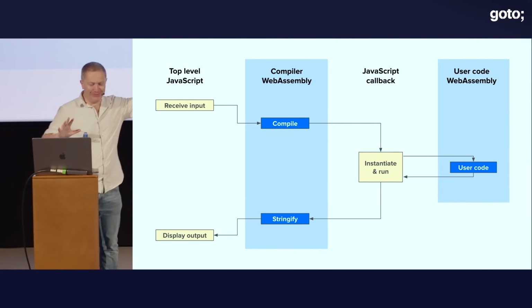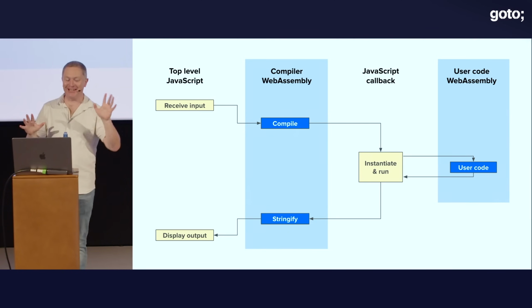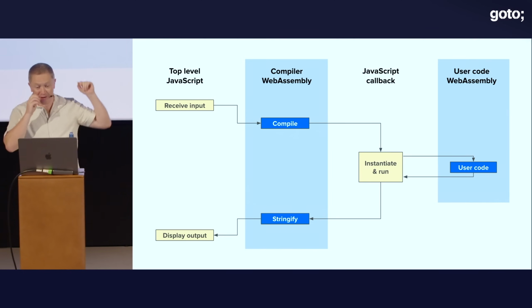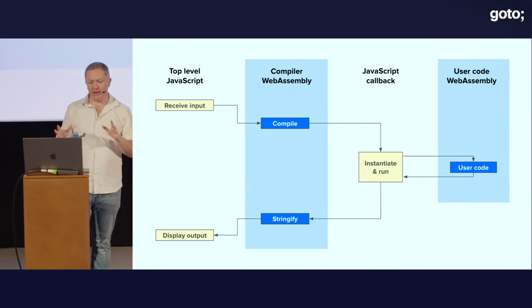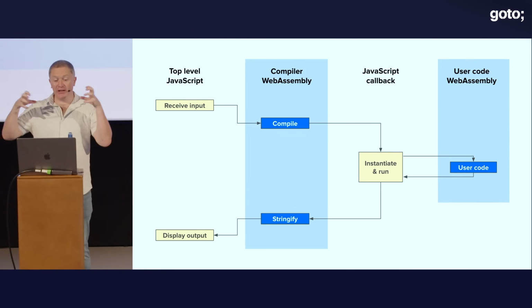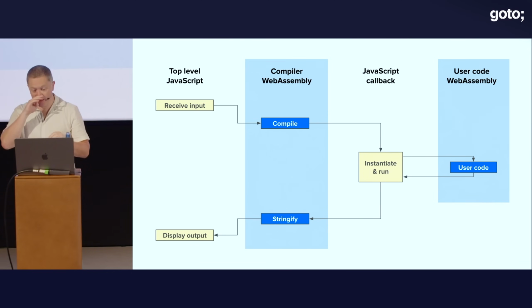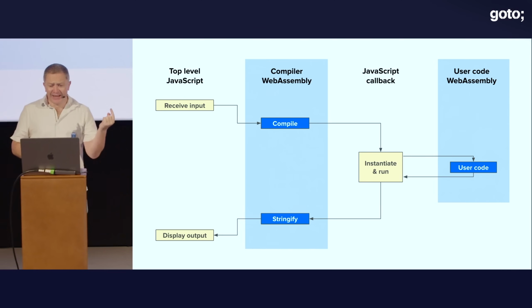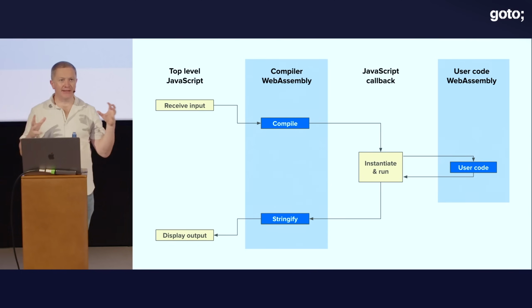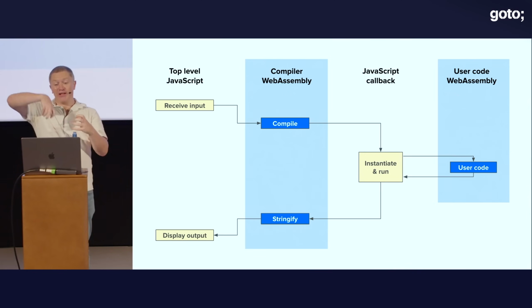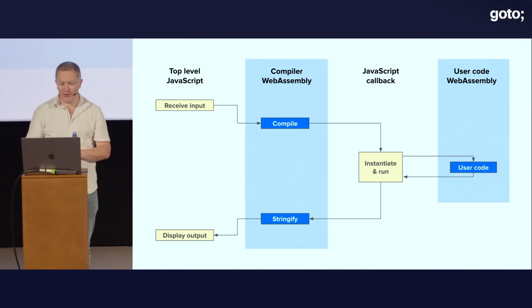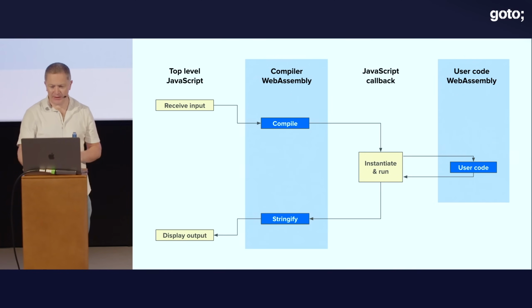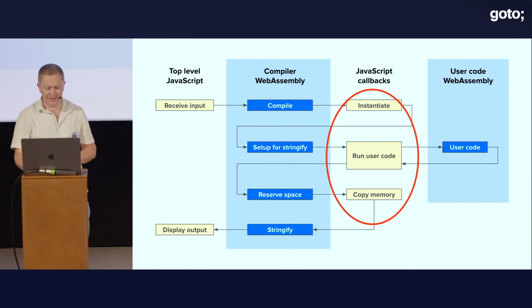And this is a more clear picture of what that looks like. So there's our top-level JavaScript, receiving the input and displaying the output, calling into the compiler WebAssembly, which does the compiling and stringifying. And within that, it's going to call down again into some JavaScript, and that's going to instantiate and run our user's code. Then we have to create a new WebAssembly module that is the user's code, run it, and pass the answer all the way back.